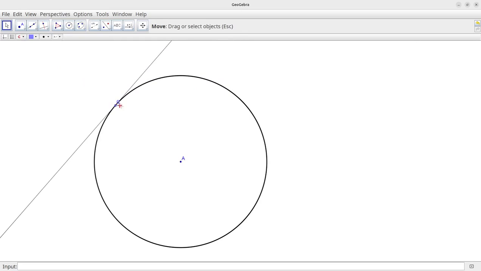We no longer call it a secant line, but rather we call it a tangent. We are going to explore the theorems around tangents and circles. For now, we're just providing the definition. So it's just a line that touches a circle at exactly 1 point.